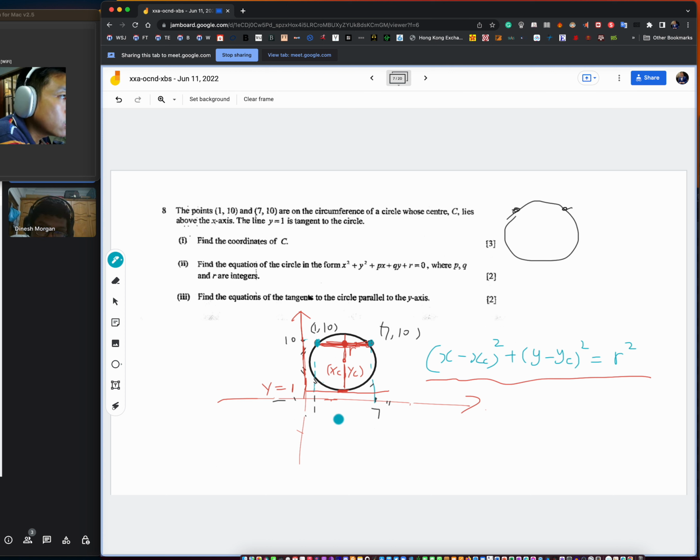Then we will care about that later. So this point, by the midpoint theorem, is 1 plus 7 over 2, then 10 plus 10 over 2. So that will give you 8 over 2, then 20 over 2. So it's 4 and 10. So I know that this point is my 4 and 10, right? So by the way, I think you already know this point. This is 4 and 1. And therefore this is your 4 and yc.